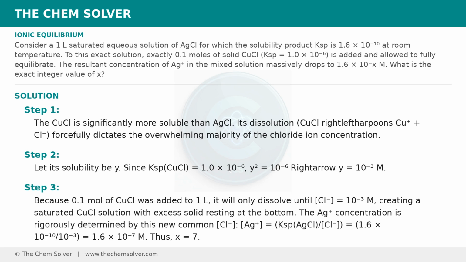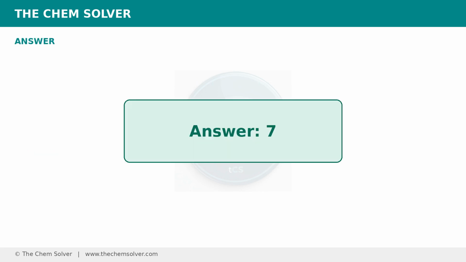The Ag⁺ concentration is determined by this new common Cl⁻. [Ag⁺] equals Ksp of AgCl over [Cl⁻], which is 1.6 × 10⁻¹⁰ over 10⁻³, equal to 1.6 × 10⁻⁷ M. Thus, x equals 7. The answer is 7.